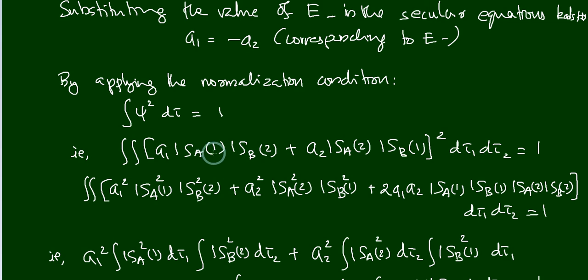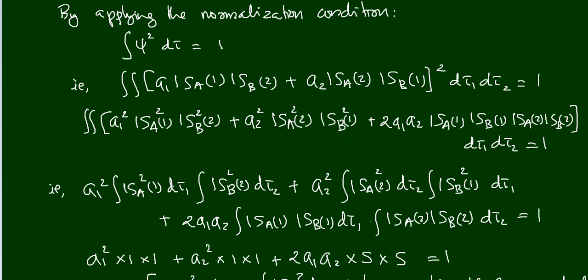Here d tau 1 d tau 2 is given because it operates over the position coordinates of electron 1 and electron 2. These are the volume elements corresponding to the position coordinates of electron 1 and electron 2. That is equal to the double integral of a1 square 1s a1 square 1s b2 square, so we took the square of this, plus a2 square 1s a2 square 1s b1 square, plus the cross term 2 into a1 a2 1s a1 1s b1, 1s a2 1s b2.